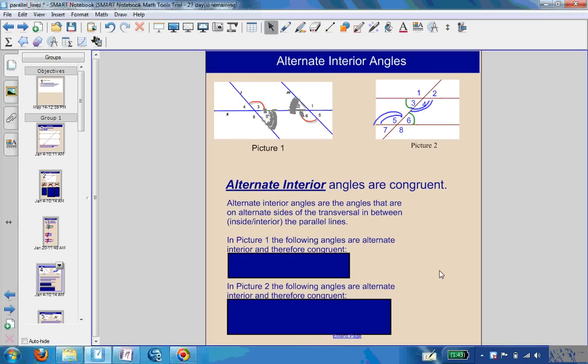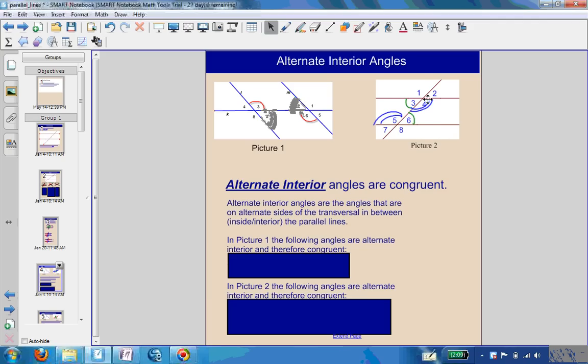So alternate interior angles are angles that are alternating. So they're on opposite sides of the transversal in a crisscross manner, like this. And they're interior. So they're interior in between the parallel lines. So alternate interior angles are congruent.